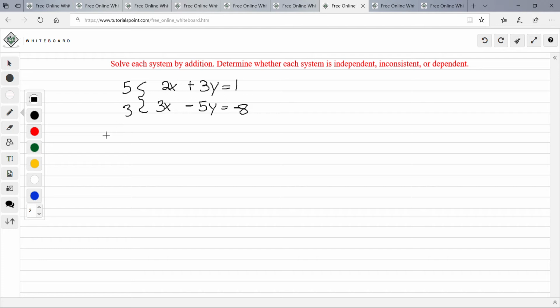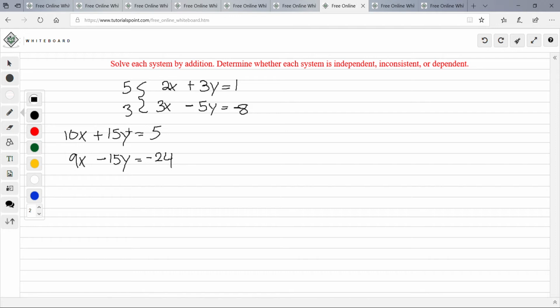So this will be, I'll put it right here, 5 times 2x is 10x. 5 times 3y is plus 15y. 5 times 1 is 5. And then let's do the bottom. So 3 times 3x is 9x. 3 times negative 5y is negative 15y. And then 3 times negative 8 is negative 24.